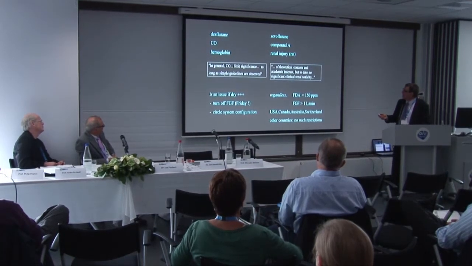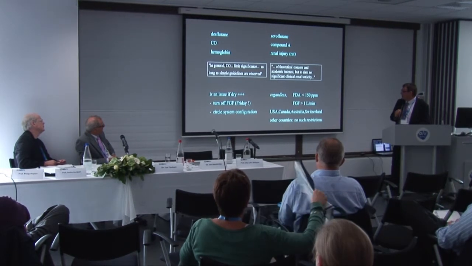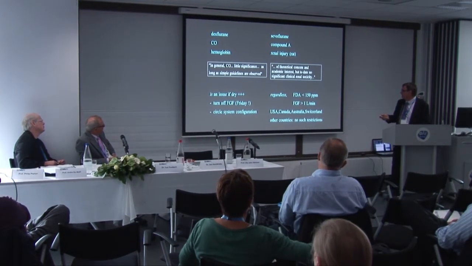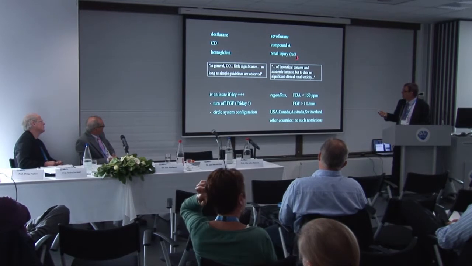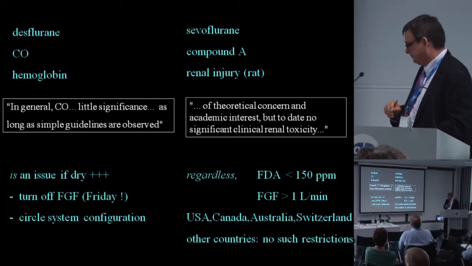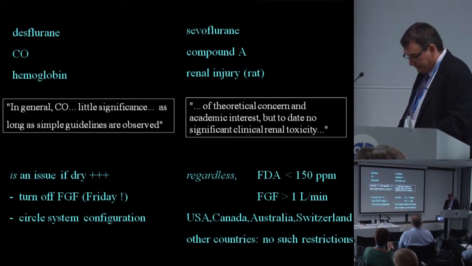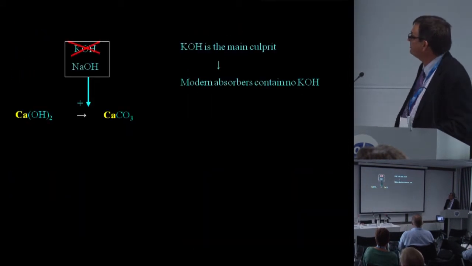Again, this breakdown to compound A is clinically important in certain countries like the USA, because regardless of this, the FDA says less than 150 ppm, that's what we want to have, so we use at least 1 liter per minute. In other countries, we don't have any restrictions, but if you think about CO2 absorbance, these regional differences have to be taken into account.